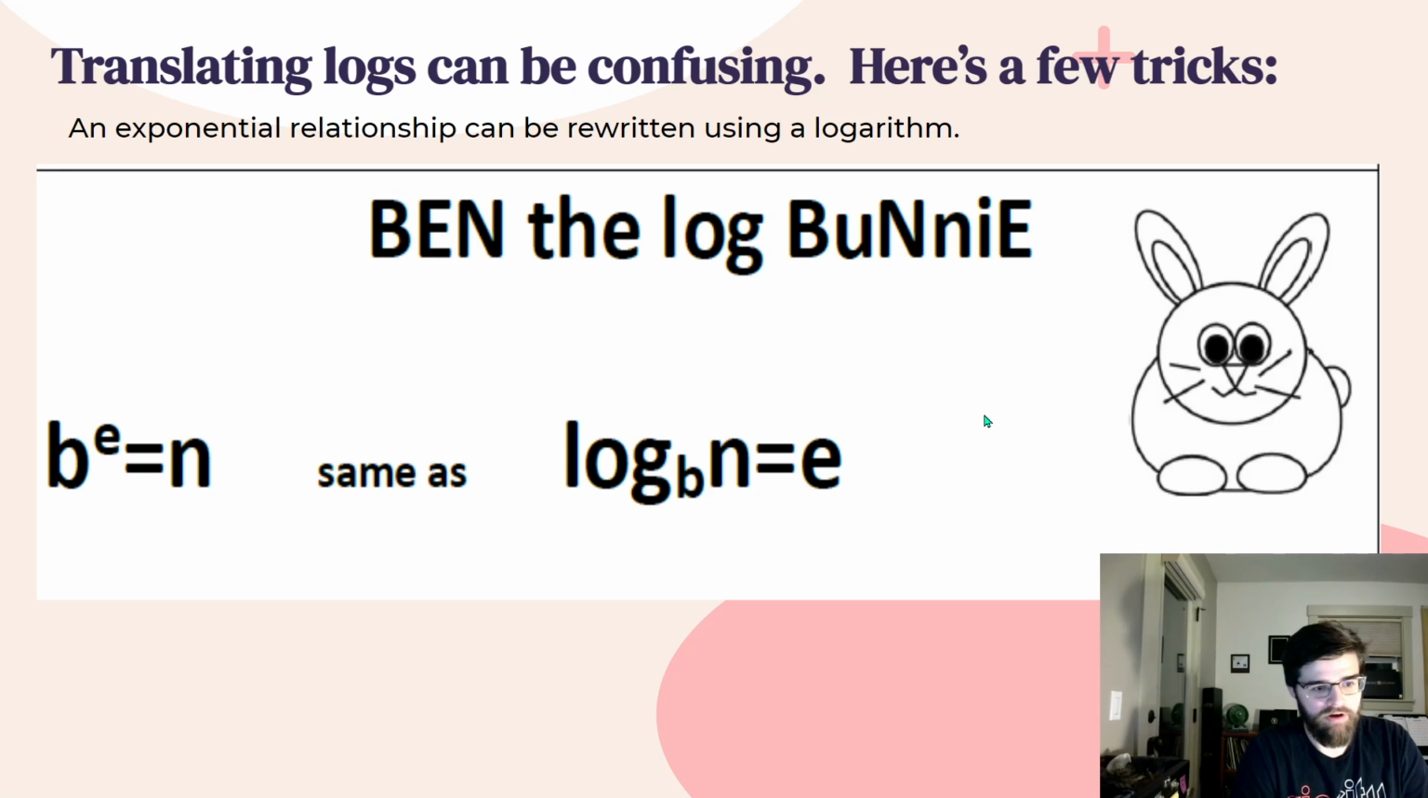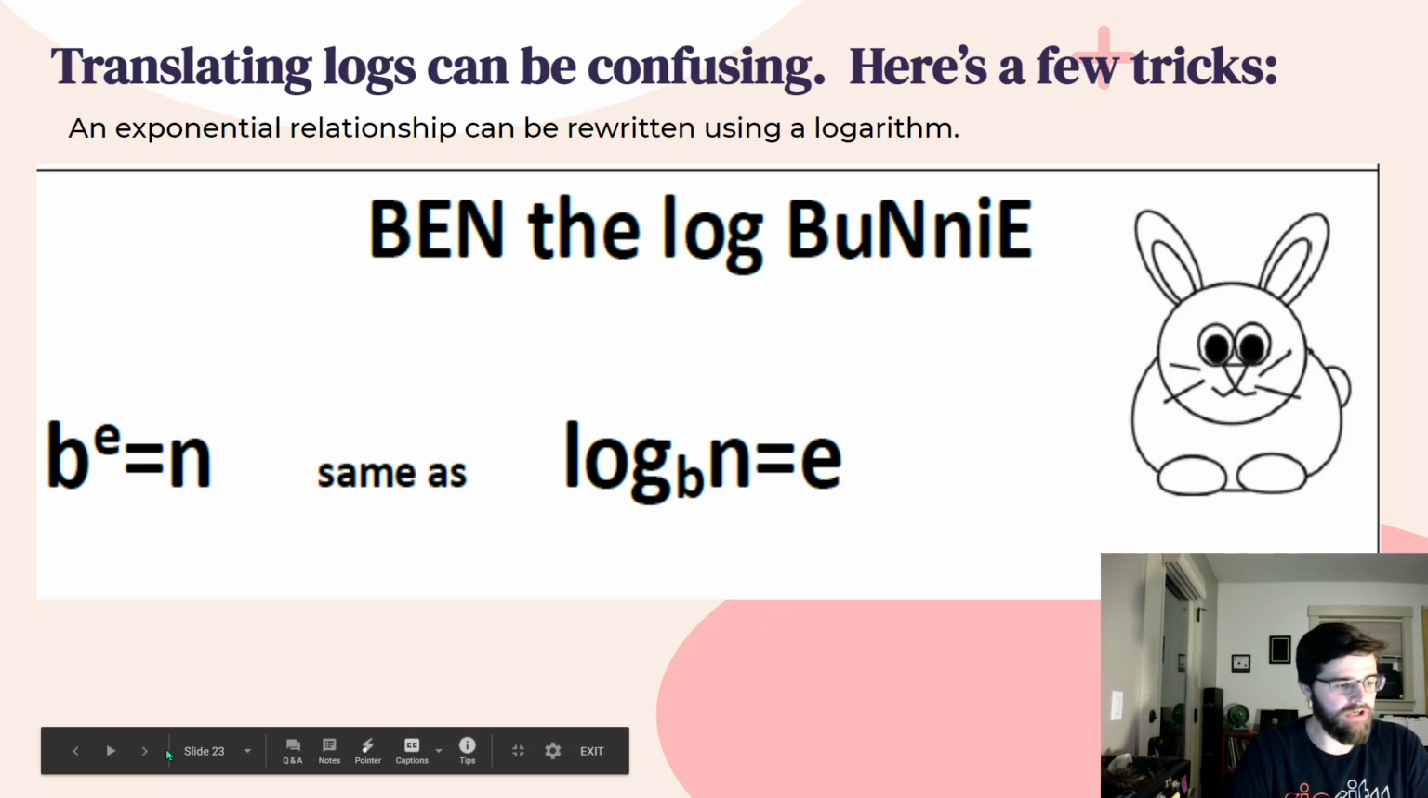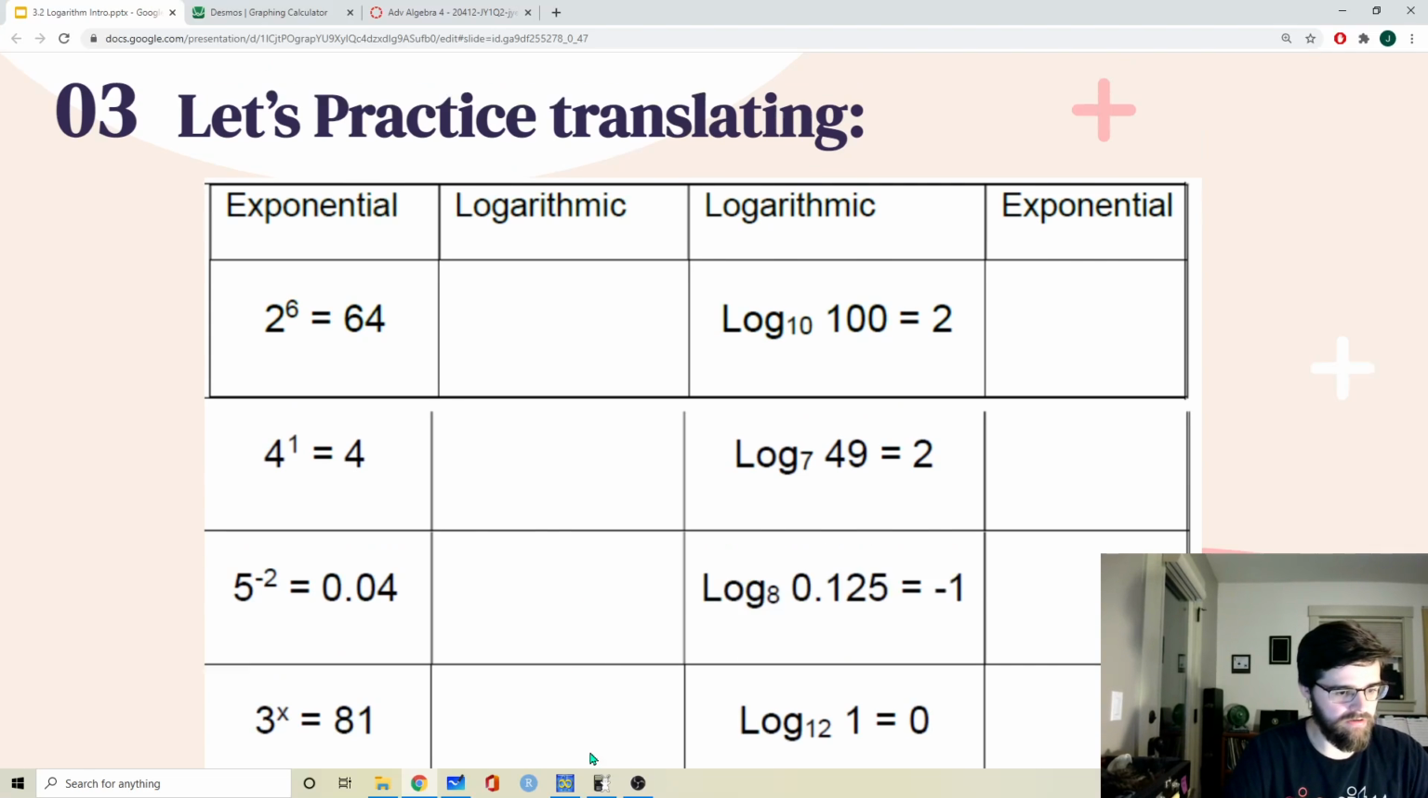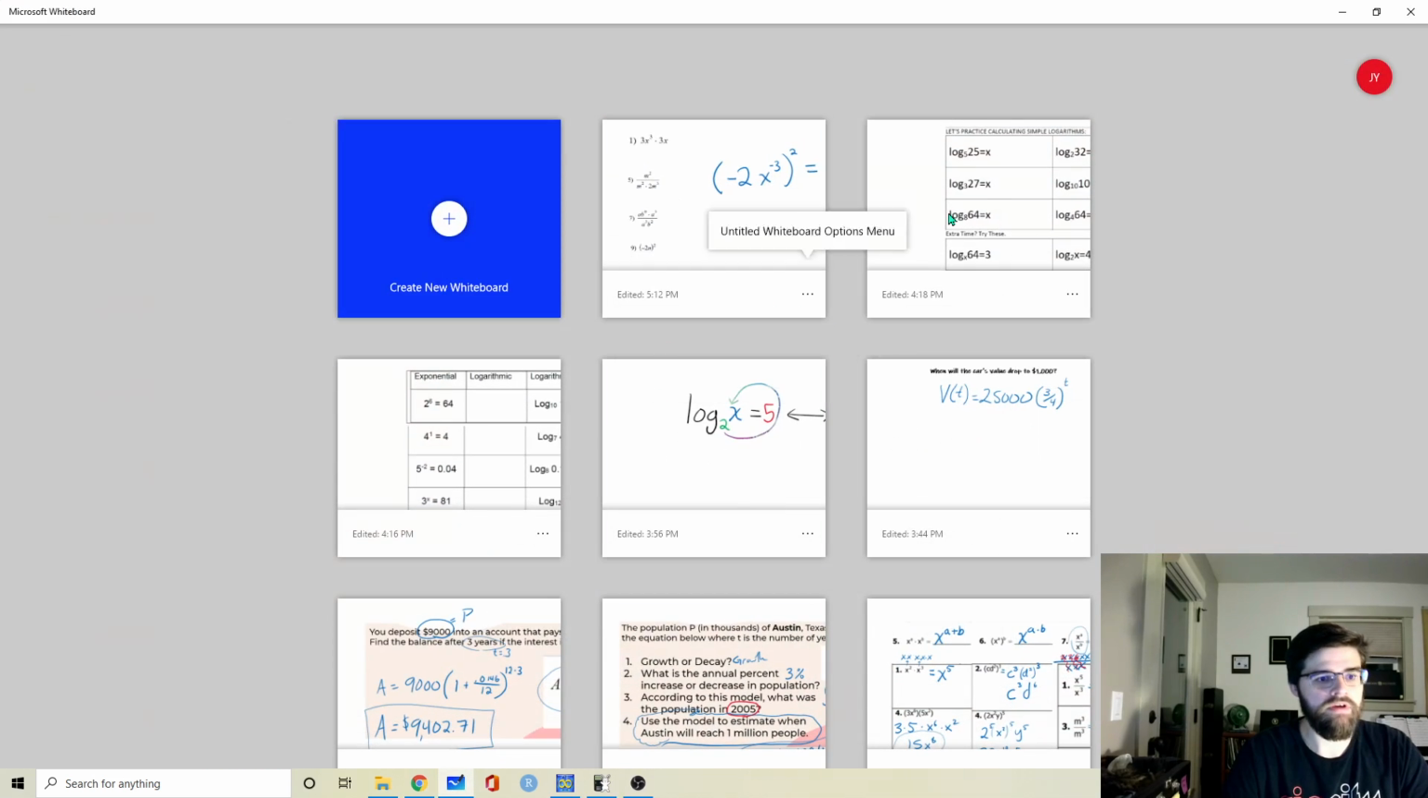So the base always goes down here. Our answer in the exponential is the argument of the log, and finally the actual exponent is the answer to our log. So to help us, I'm going to do a couple practice problems with you now, since you missed class or whatever. Okay, which one do I want? I want this one.